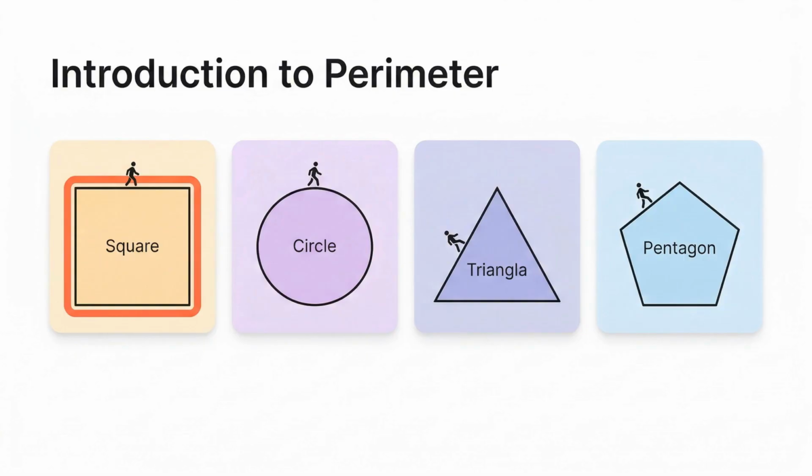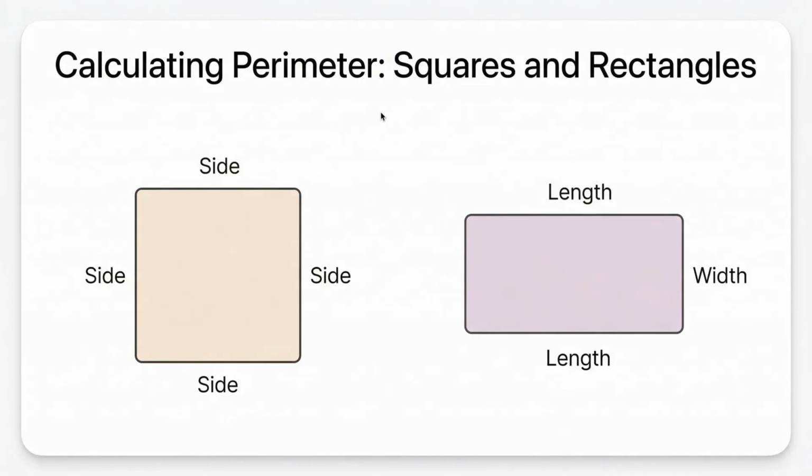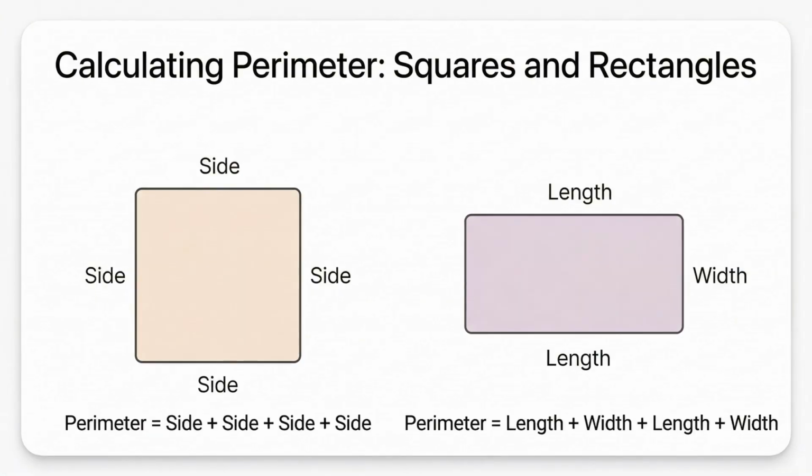Let's look at how to calculate the perimeter for squares and rectangles. Since perimeter is the total length of the boundary, we simply add the lengths of all the sides together. For a square, since all sides are equal, the perimeter is the sum of its four sides. For a rectangle, we add the two lengths and the two widths together. Understanding what the formula represents is often more helpful than just memorizing it.